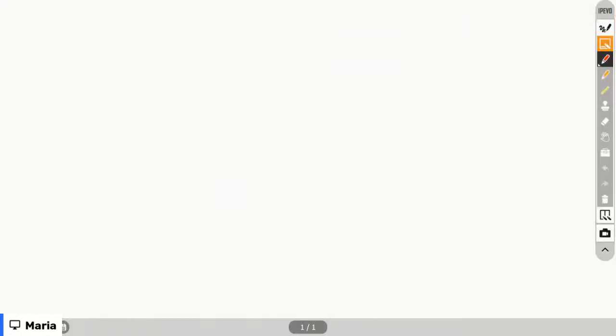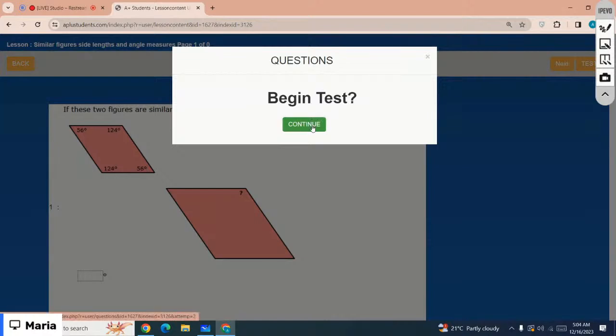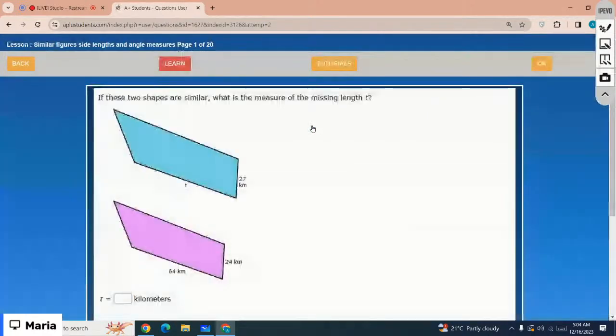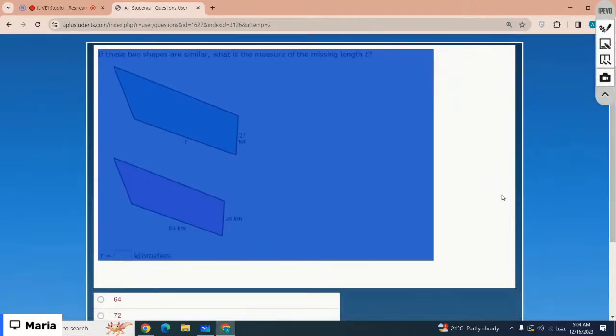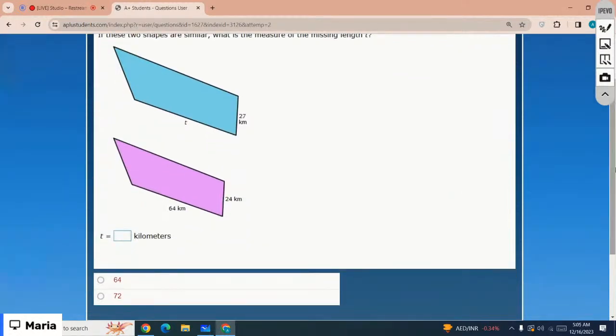Okay, let's start with the test questions. If the two shapes are similar, what is the measure of the missing length T? You have to find the side length of the missing side T. So you just have to find the similarity factor.